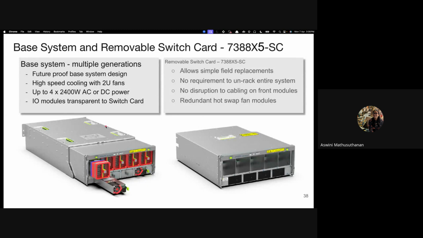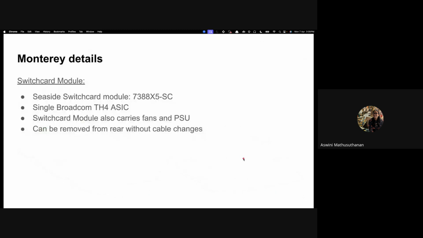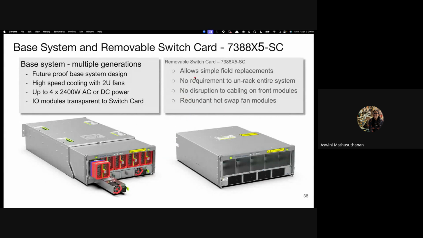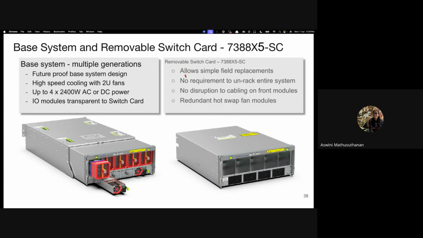Okay, so, oh yeah, this is the base system with all the fans and PSUs plugged in. Okay. Yeah, it again reiterates what's happening. So it again reiterates that there is no disruption to cabling on the line card modules, and the fan modules are hot swappable, and we don't need to untrack the entire system for removing the switch card at the supervisor.